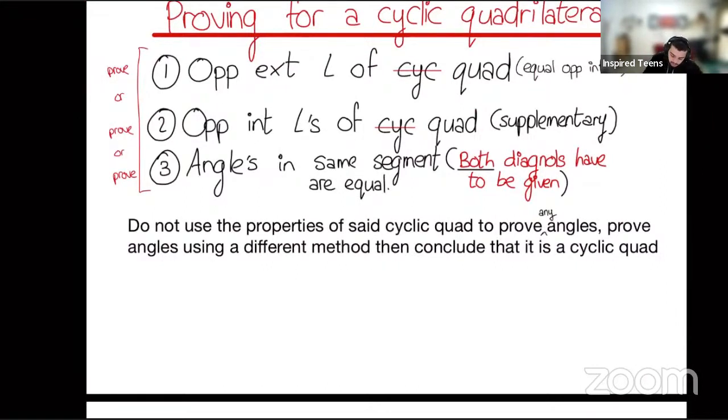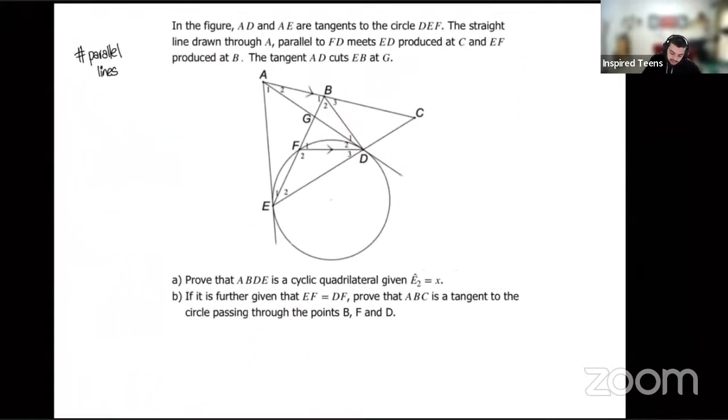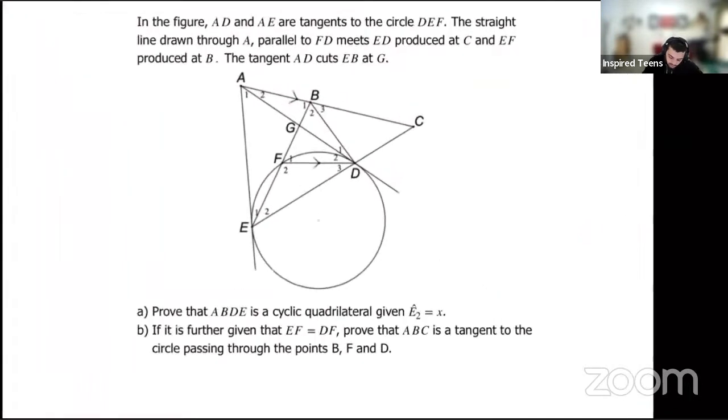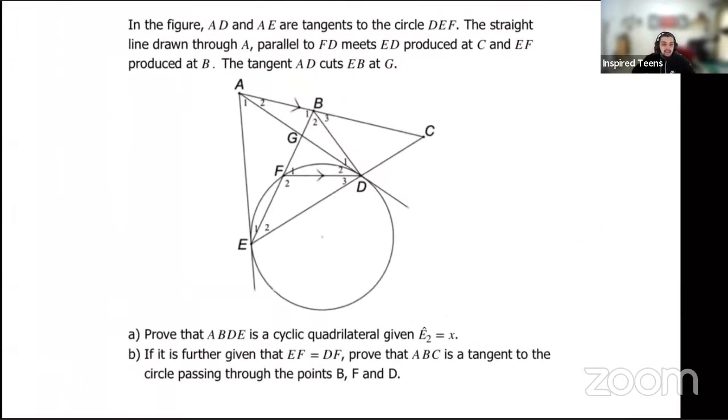Okay, what angles are we talking about? We're talking about these angles, by the way, opposite exterior and interior and all of that. Okay, let's have a look at this. In the figure, AD and AE are tangents to the circle at DEF.